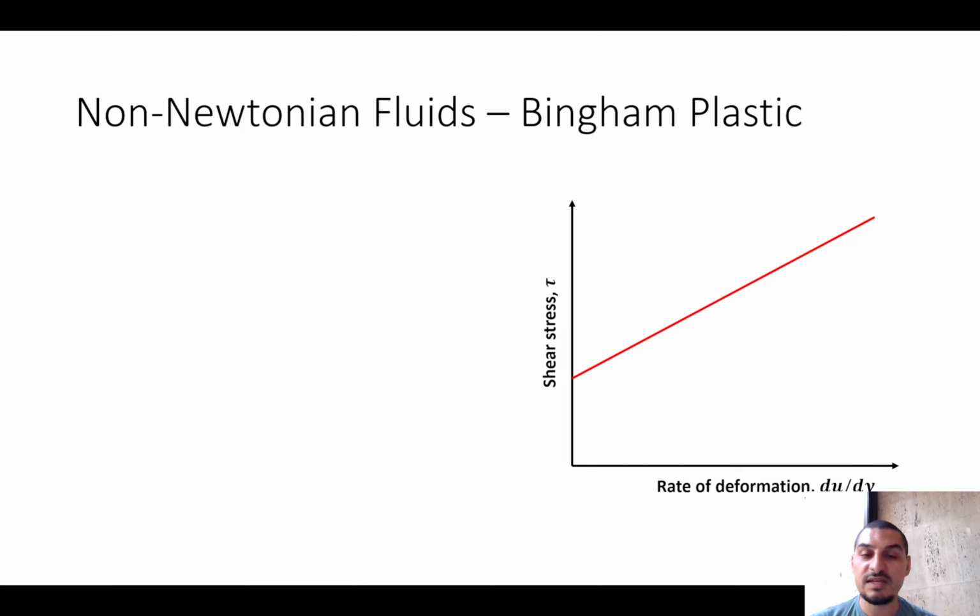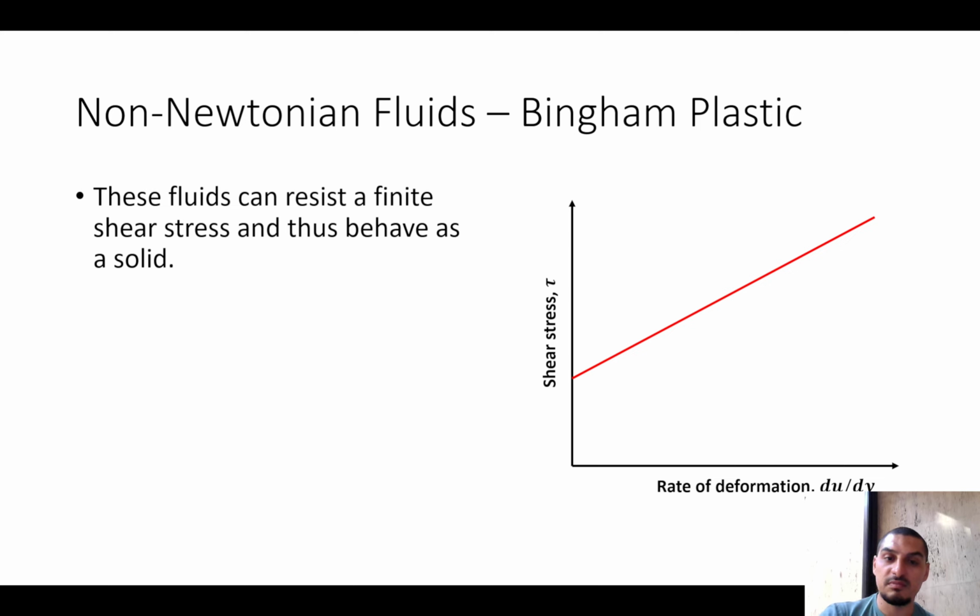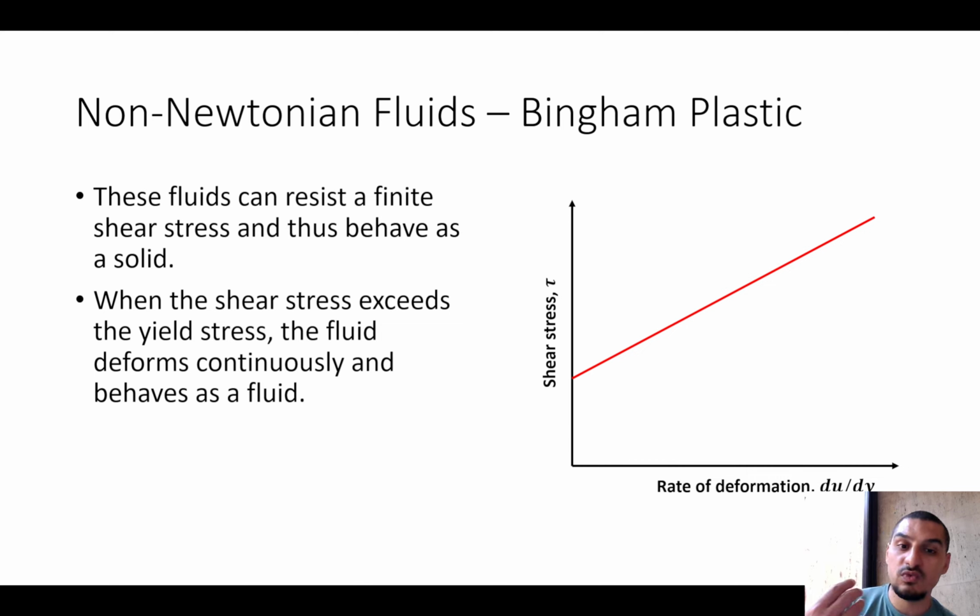So it behaves as a solid at shear stresses below a specific value. If the shear stress is below this value, you apply force or stress, and nothing happens. It doesn't flow. It doesn't deform. After some specific shear stress, it starts to flow with a constant viscosity. But before this shear stress, it's not flowing.